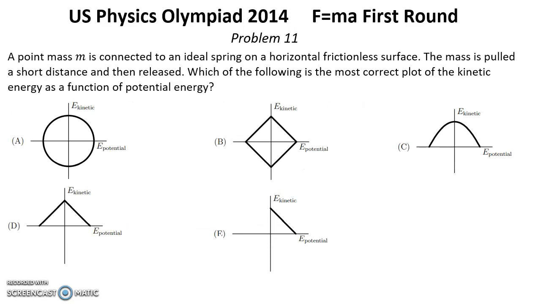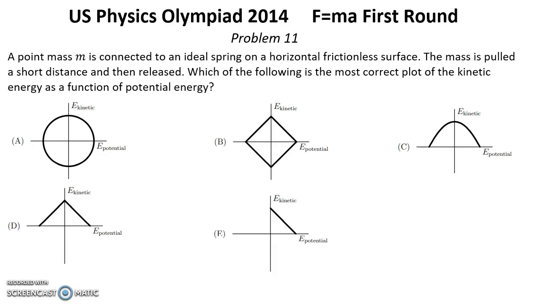Problem number 11. The point mass M is connected to an ideal spring on a horizontal frictionless surface. The mass is pulled a short distance and then released. Which of the following is the most correct plot of the kinetic energy as a function of potential energy?